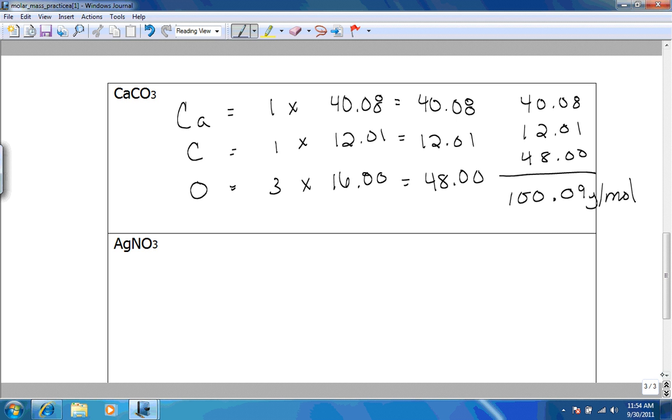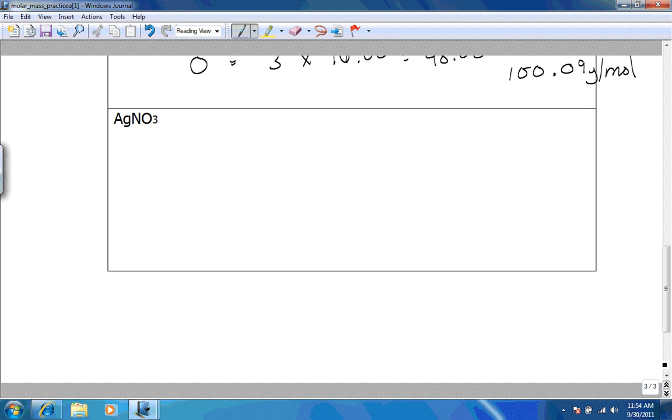And the final question we have for this worksheet is silver nitrate. We have silver, nitrogen, and oxygen. We have one silver, so we're going to look on the periodic table for silver, and that is 107.87. So 1 times 107.87. And we have one nitrogen. We're going to multiply that by 14.01 because that's the number on the periodic table.